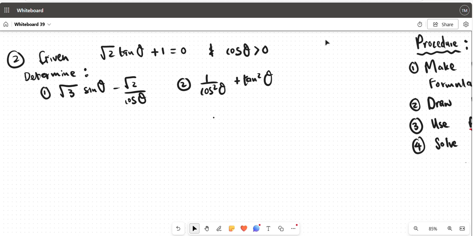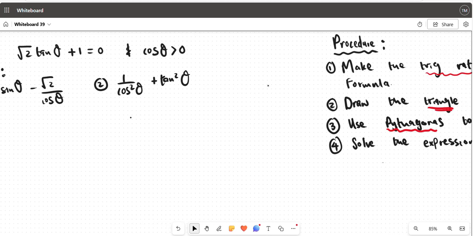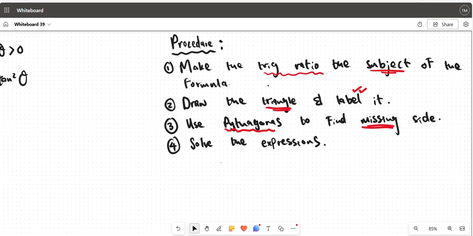So in this question, we're given that √2 tan theta plus 1 is equal to 0. And we're given that cos theta is greater than 0. And then we're asked to solve these expressions down there. So again, what we're going to do first, we're going to go to our procedure. Please copy this down. You're going to need it at some point.